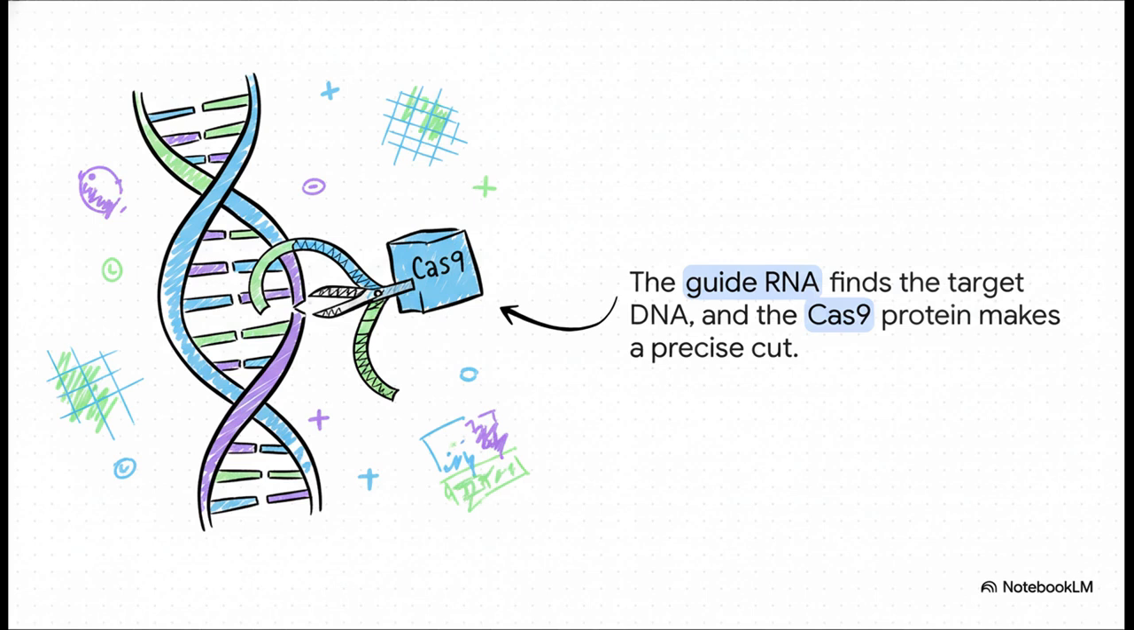Well, it has two main parts. First, there's a guide RNA. You can think of it like a search query that finds the exact spot in the DNA we want to change. Then, there's the Cas9 protein, which acts like a pair of molecular scissors that makes a clean, precise cut in the DNA right at that spot.